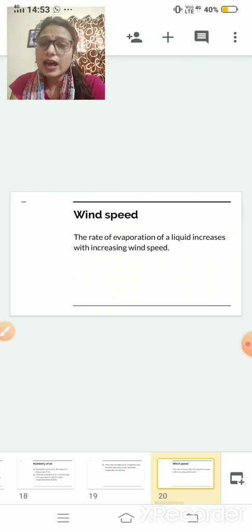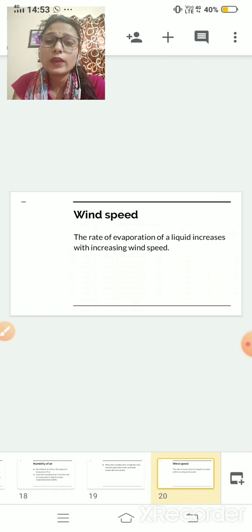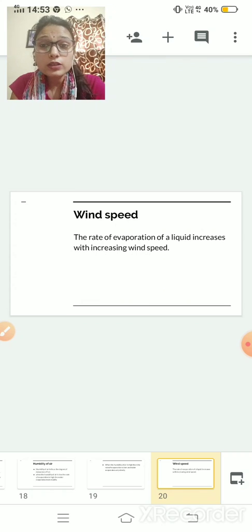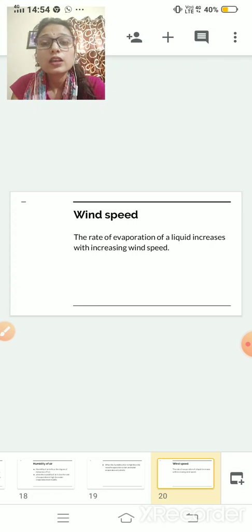Now the last one is wind speed. If your wind speed is high, in that case your evaporation takes place very fastly. Why? Because the water particle moves with the air. Clear? It moves with the air. In that case also your evaporation takes place more fastly. So the rate of evaporation of liquid increases with increase in the wind speed. Clear? If your wind speed increases, your evaporation rate also increases. So we have done that.